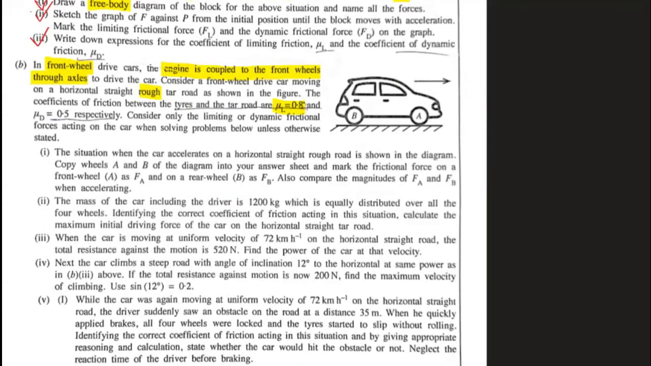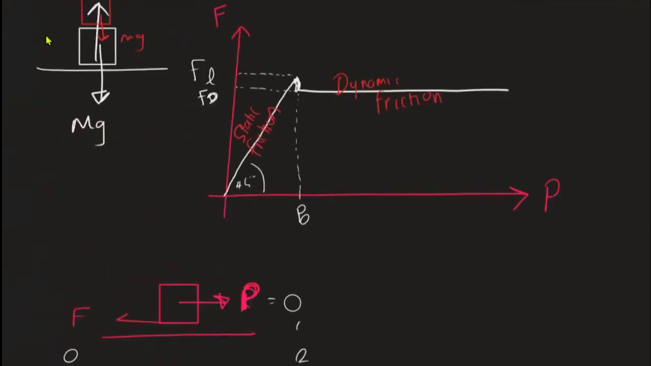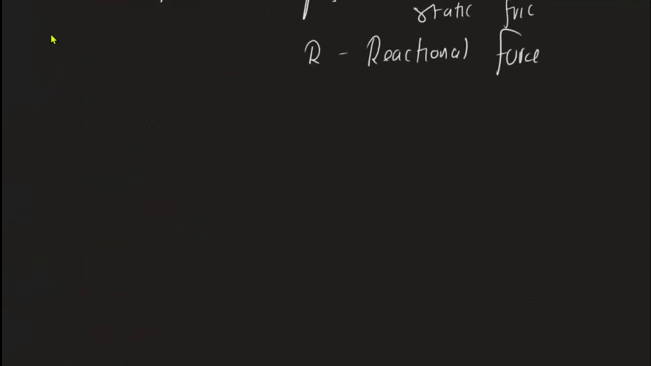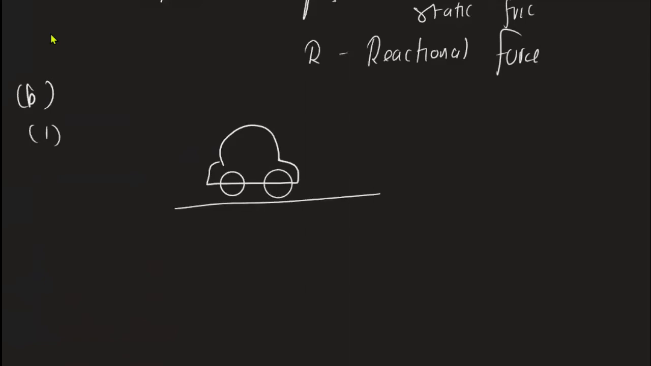Right. So this is B part, first question. B part, first problem. Okay. So in this, they have given a vehicle, and it's moving on a road.